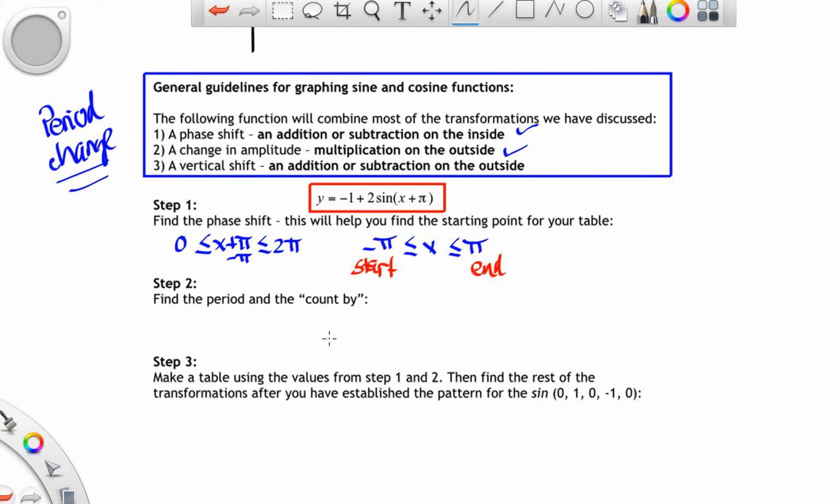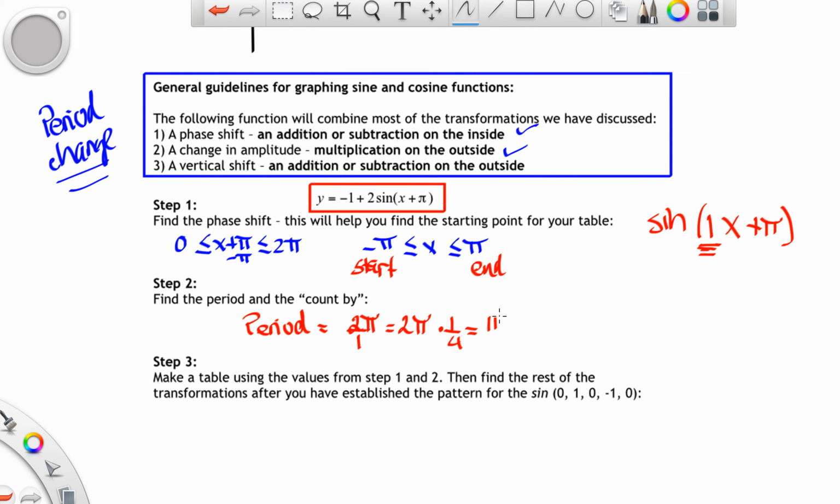We need to find a period and the count by. Well, I told you guys that we would be nice, or I would be nice. So the period for this one is 2 pi. It still does come from the number in front of the x, so I'm just going to focus on this part over here. So notice that that would be 1x plus pi. So that 1 is still what you would divide by here. So 2 pi over 1 is still 2 pi. We're going to multiply by 1 over 4, so we end up counting by pi over 2's. So this is my count by.